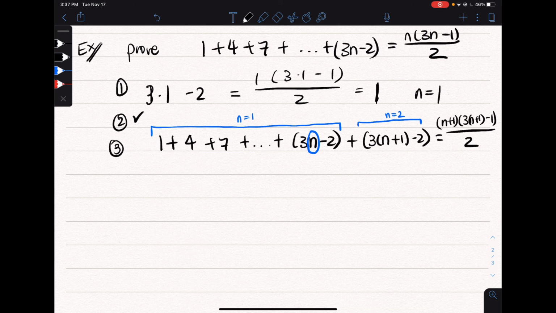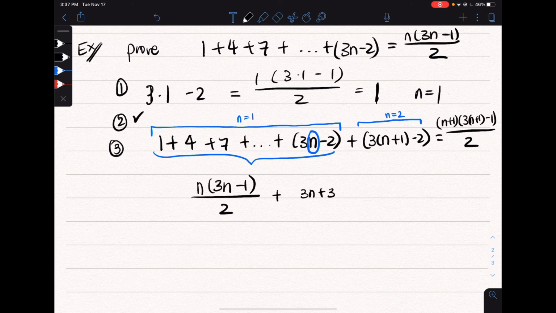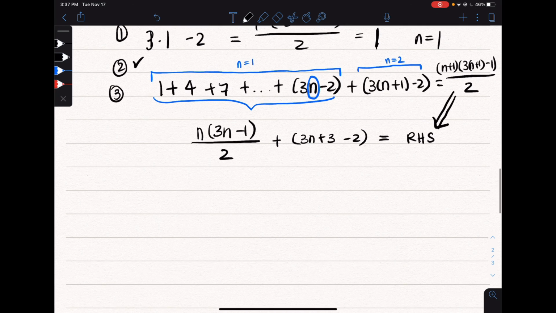The first thing that we need to do is realize that the n equals 1 blue portion that I've highlighted here is actually given to us in the beginning. It's n multiplied by 3n minus 1 over 2. And the next term can be simplified, or I guess expanded, into 3n plus 3 minus 2. I'm just going to drag the right-hand side as RHS so I don't have to keep rewriting it. Basically, we want the left-hand side to look like the right-hand side at the end.